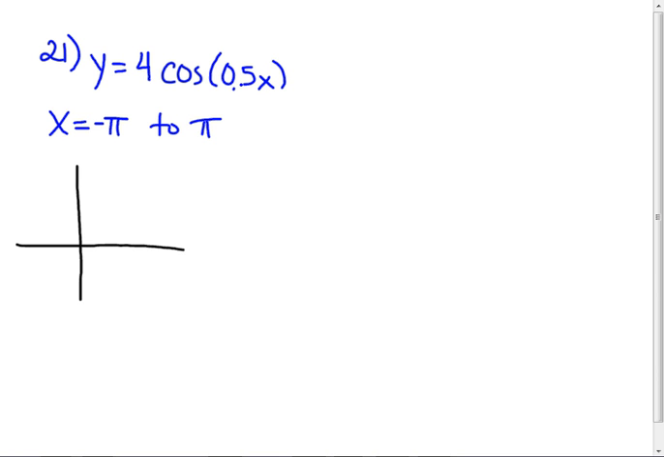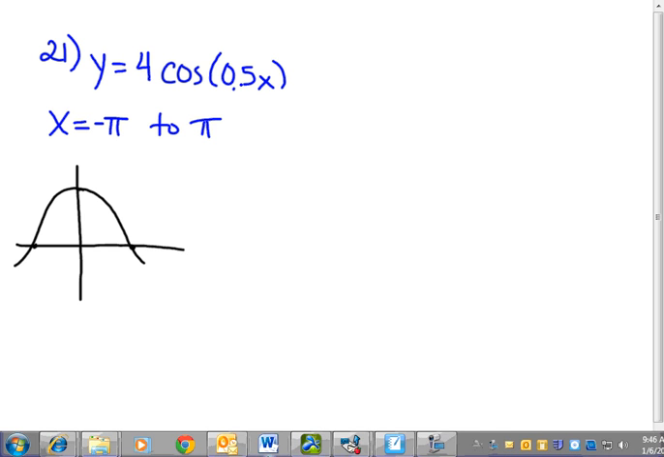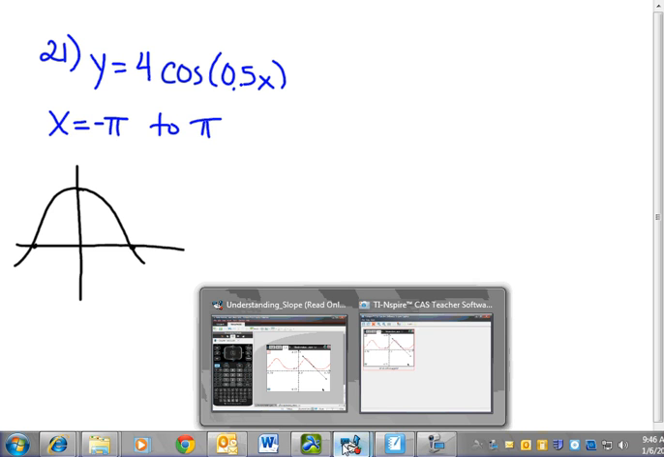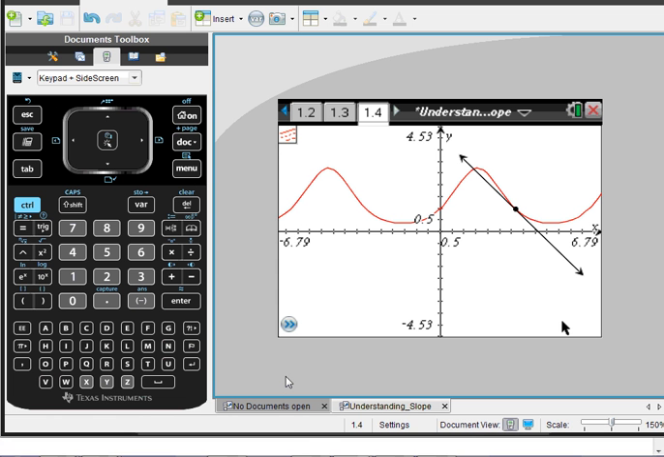What is the cosine? 4 times the cosine. Just what does this 4 do? It's the magnitude. I'm not sure exactly where that is, but we can figure that out. Okay? Maybe I better look at that. Let's look at that. I'm using this only because I have it up.